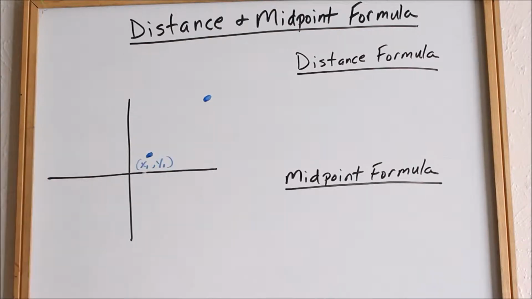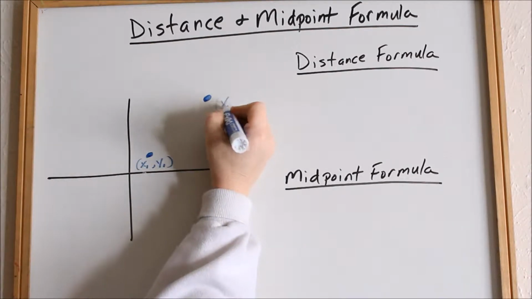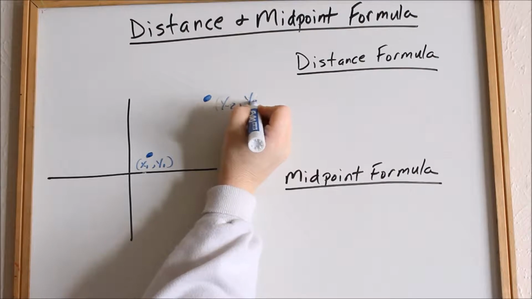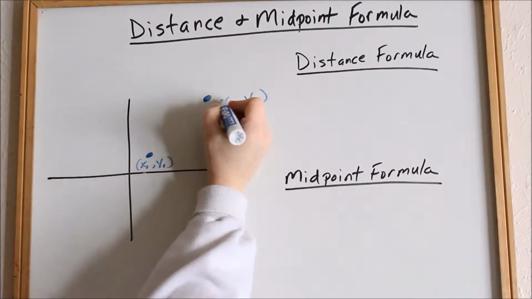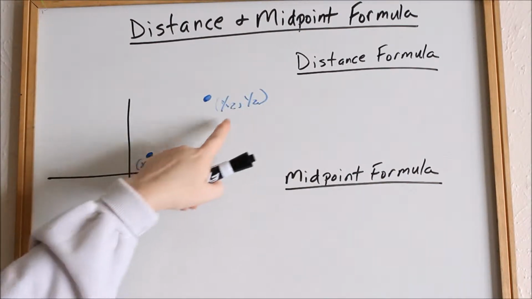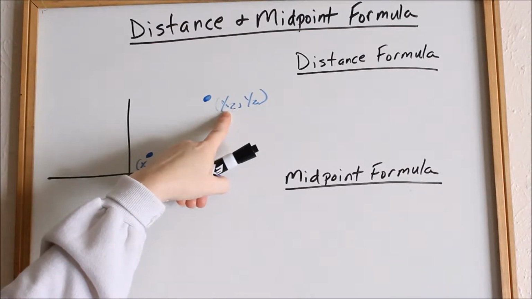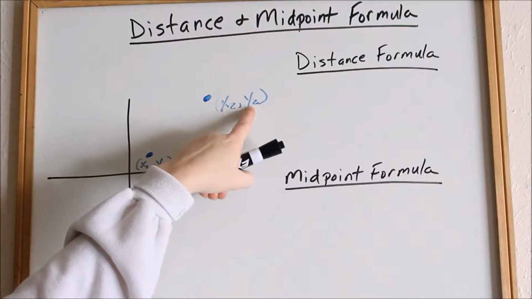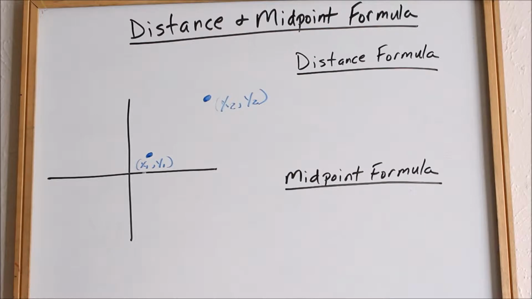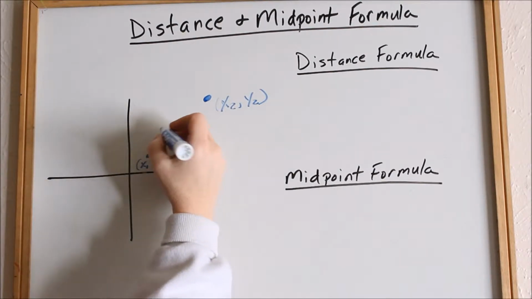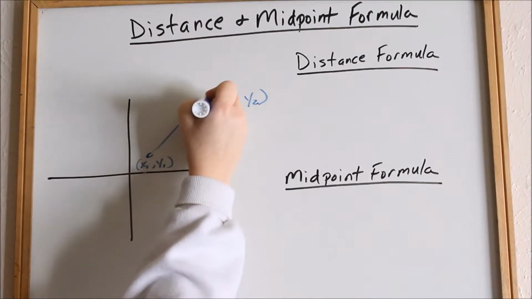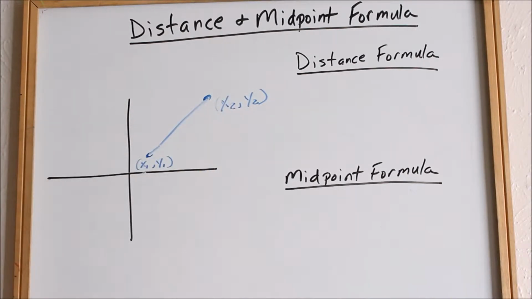So let's call this point 2. It will be some x-coordinate, and then it will be some y-coordinate. Again, I'm just putting the subscript 2 on there. This just means this is my x-coordinate for my second point. This is my y-coordinate for my second point. What we're going to be doing is finding the distance between these 2 points. If I drew a line from here to there, that would be the distance between those 2 points.